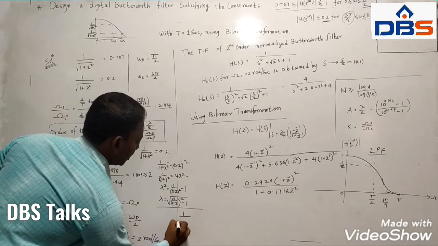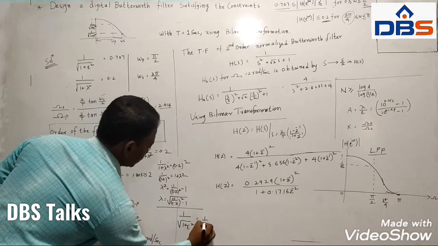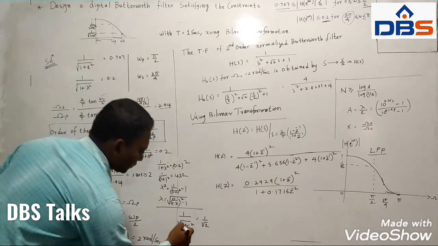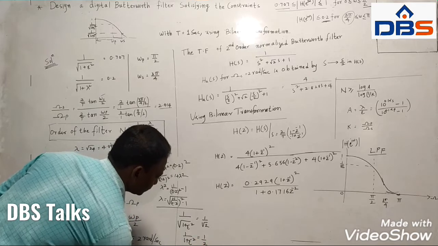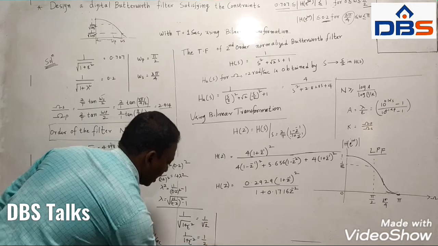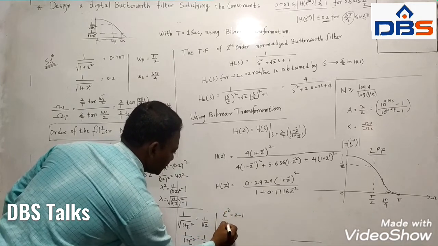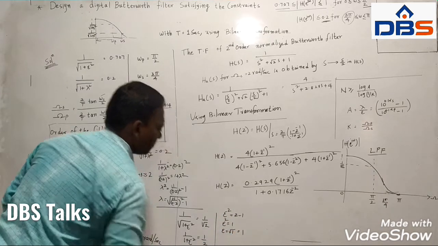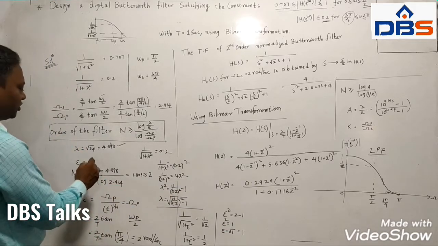So 1 by under root 1 plus epsilon square is equal to 0.707, which we can write as 1 by root 2. If we take the square on both sides, 1 by 1 plus epsilon square is equal to 1 by 2. Therefore 1 plus epsilon square is equal to 2 by cross multiplication, so epsilon square is equal to 2 minus 1, epsilon square is equal to 1, epsilon is equal to under root 1. Generally we take plus 1, plus or minus 1 we will get plus 1. Therefore epsilon value is 1.